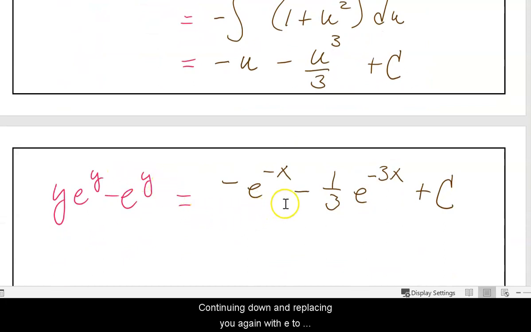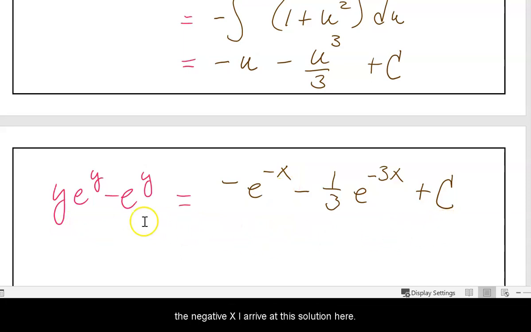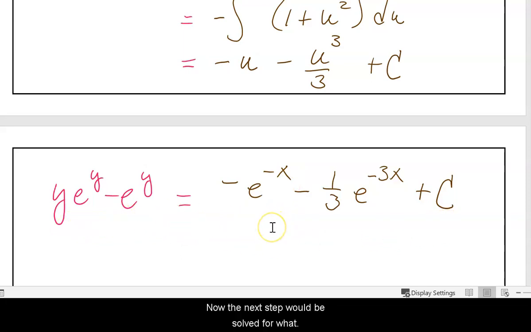Continuing down and replacing u again with e to the negative x, I arrive at this solution here. Now the next step would be to solve for y. However, y is present both as a factor and as a power inside of an exponential factor. That means there is no way I can get my hands on y and isolate it.